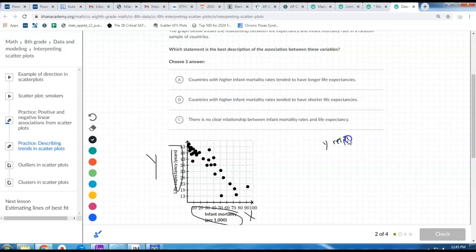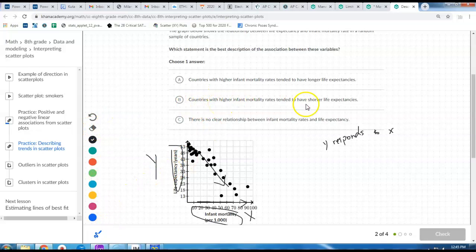I know this is going to take a long time to write out. I'm going to do it anyway. It's important. Y responds to x. So, does a higher infant mortality rate have a longer life expectancy? Well, as my infant mortality rate goes up, the life expectancy is going down. So A is not true.